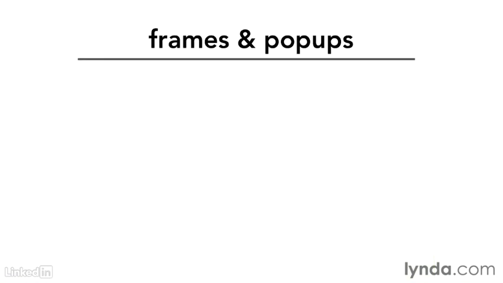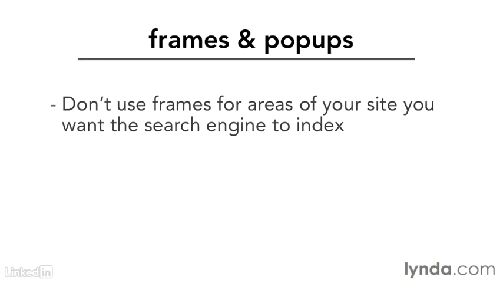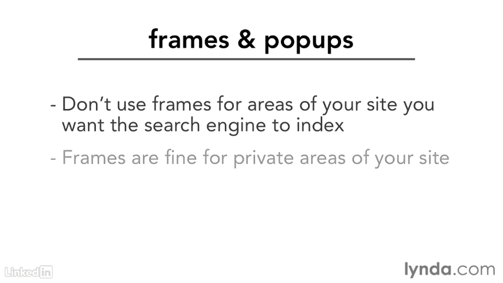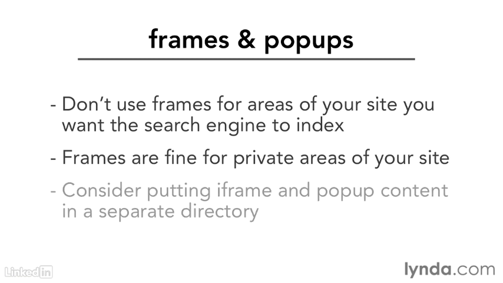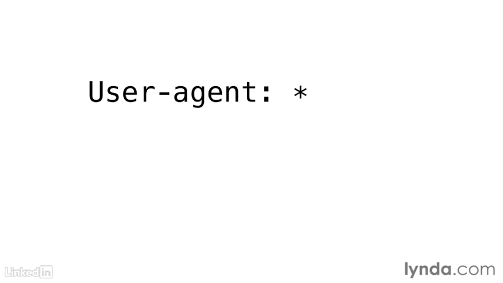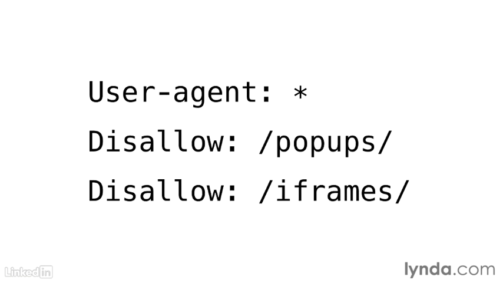Personally, I would stay away from frames for areas of the site that you want the search engines to index. They're fine for private areas of the site. If you still want to use iframes and pop-ups, that's okay, but you may want to consider putting the content into a separate directory of your site, then using your robots.txt file to block that area. You might even use the content in two ways. Create your pop-ups and iframes. They can be a very convenient way to present information to users, but also have a series of pages in which you place the same content for the search engines to find.